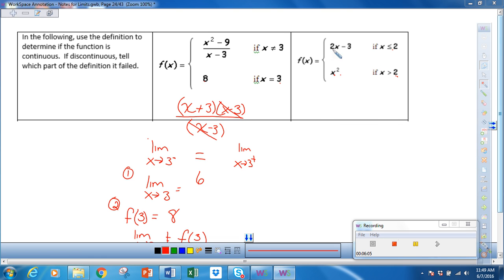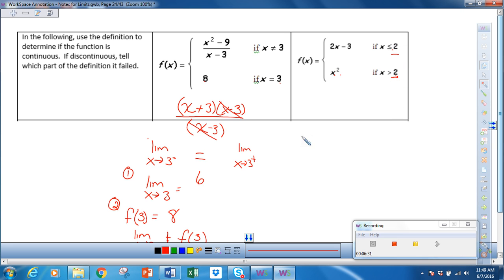Okay? So let's see if it's continuous at 2. Now the only reason I'm choosing the endpoints is because this is a linear function. And 2x minus 3, if we were to graph that, we know that it's continuous. This is a quadratic function. We know quadratic functions are continuous on their domain. So both of these are continuous functions. The only question is, is it continuous at the endpoint?